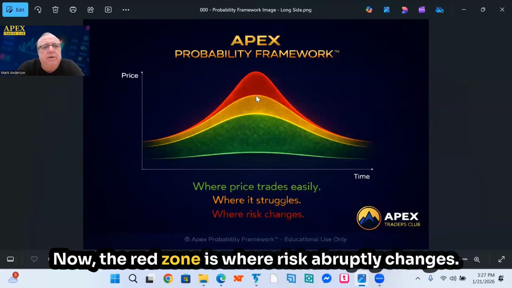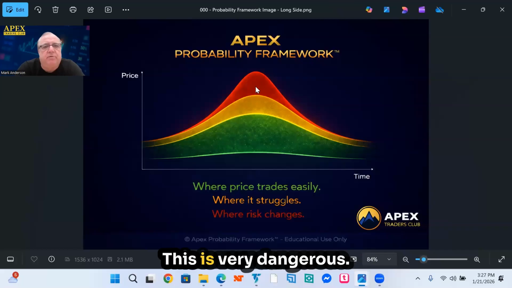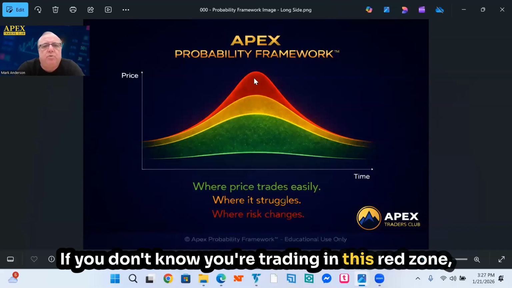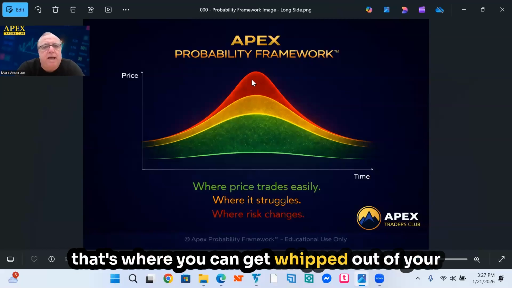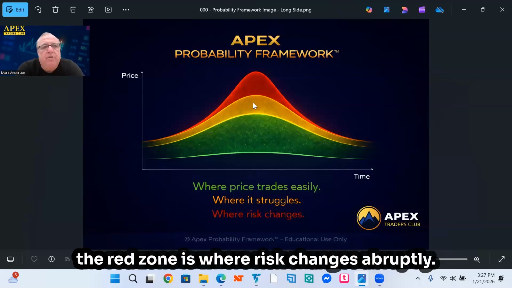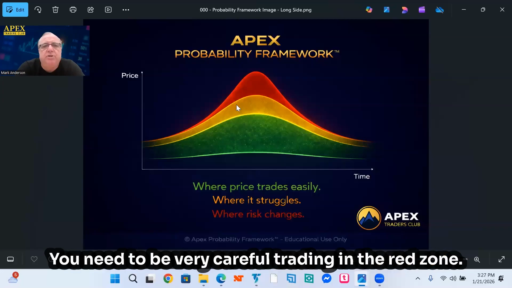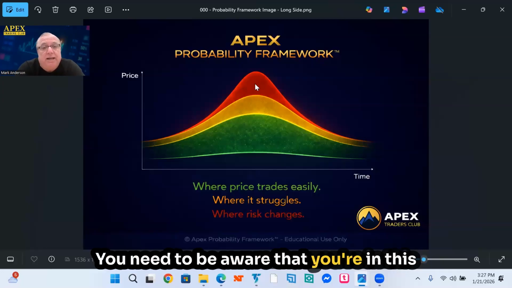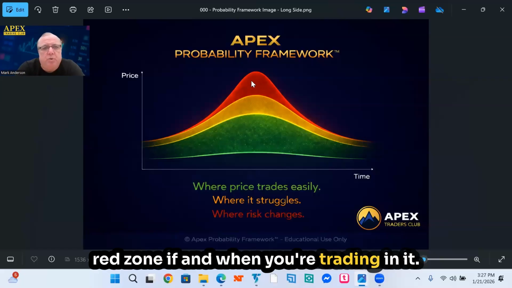Now, the red zone is where risk abruptly changes. This is very dangerous. If you don't know you're trading in this red zone, that's where you can get whipped out of your trades very quickly and your stop losses get hit fast. The red zone is where risk changes abruptly. You need to be very careful trading in the red zone. You need to be aware that you're in this red zone if and when you're trading in it.